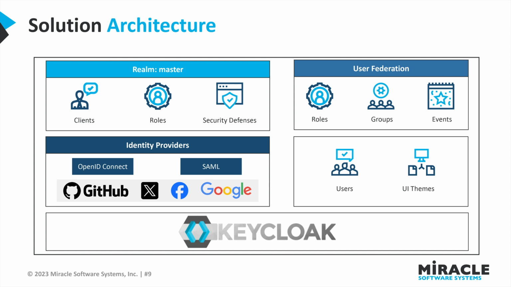Keycloak core components. Now let's dive into the Keycloak engine room. So Keycloak has a few core components. First one is realm. Think of a realm as an entity where users and their credentials, roles, and groups are managed. It's like a domain where permissions and configurations are organized.